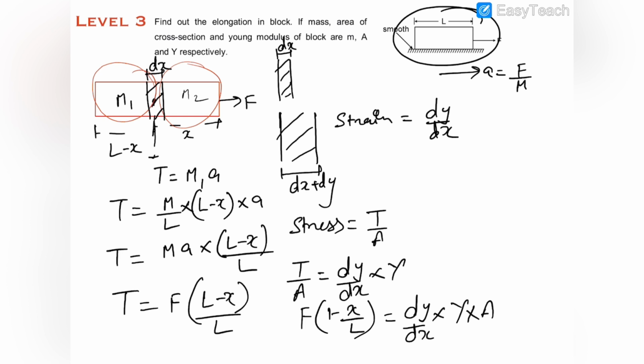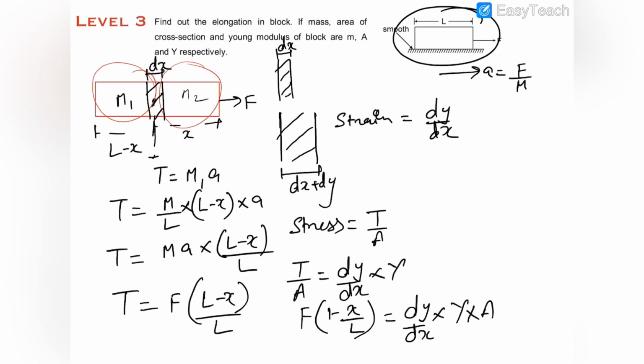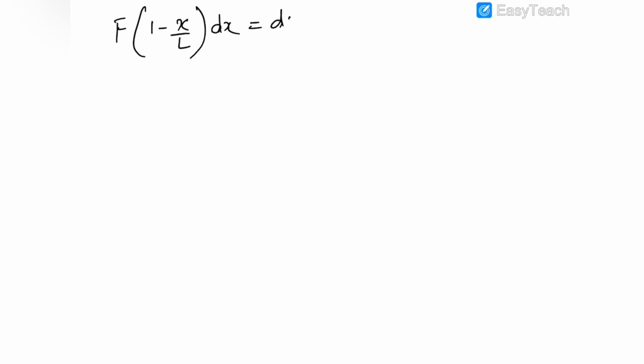So let us use the next page. So F into 1 minus x by L into dx is equal to dy into gamma A. And if we integrate both the sides, we can see that the limit of x would be from 0 to L, and the limit of dy, which is the extension in the small elemental length. So the total extension will be delta L.